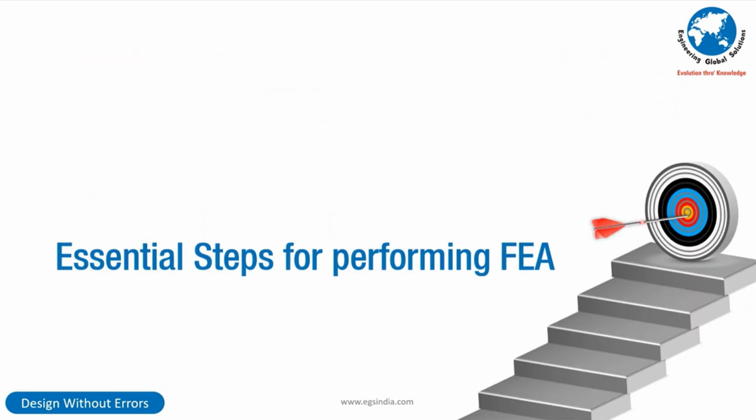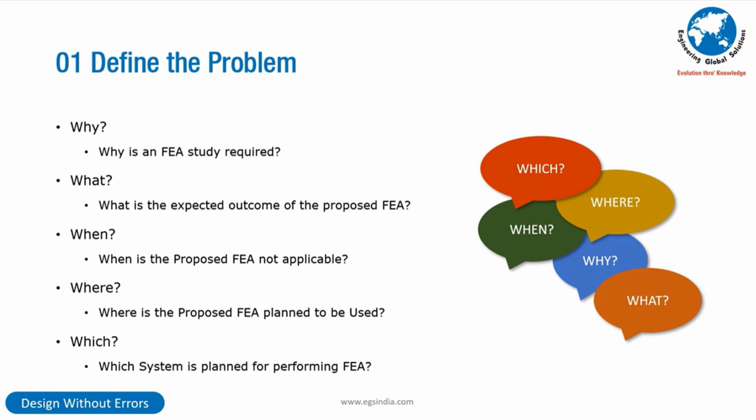Now, the essential steps for performing FEA are quite a few, 8 of them. Let's go through them one after the other quickly. Define the problem first. When we are doing any finite element analysis, we need to ask these 5 W's. Why is this FEA required? Can we do without it? Second, what is the expected outcome of this proposed FEA in terms of business benefits for the organization?